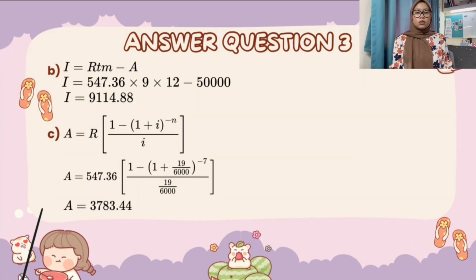So the answer for question 3b is I equals RTM minus A. I equals 547.36 cents times 9 times 12 minus 50,000. I is 9,140.88 cents. The answer for question 3c is A equals R in bracket 1 minus in bracket 1 plus I close bracket to the power of negative n per I close bracket. A equals 547.36 cents in bracket 1 minus in bracket 1 plus 19 per 6,000 close bracket to the power of negative 7 per 19 per 6,000 close bracket. So A is 3,783 ringgit and 44 cents.